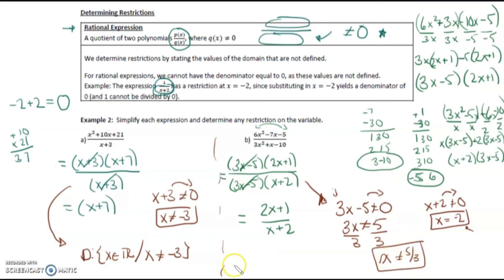So we have two restrictions here. So if we were to write out the domain, x is an element of the real number system such that x cannot equal -2 or 5 over 3.